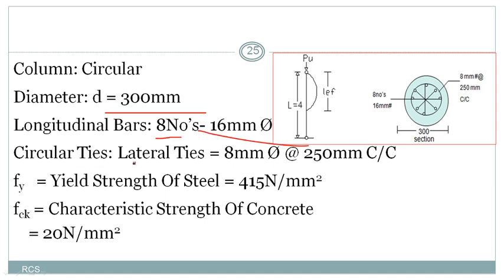The circular ties are 8 mm dia, placed at a 250 mm pitch, and Fy equal to 415 Newton per mm square. Fck is 20 Newton per mm square. So this is the cross section and end condition. As given, one end of the column is fixed. That means they have restraint against rotation at one end, and they are not having restraint against rotation at the other end. So one end is fixed, another end is free.